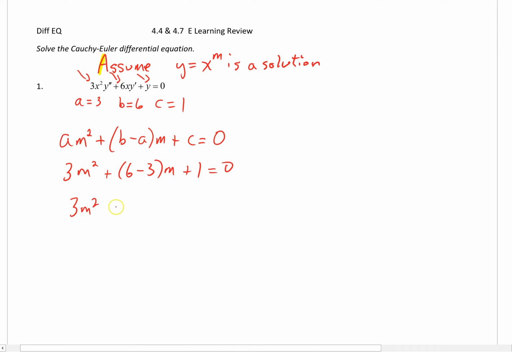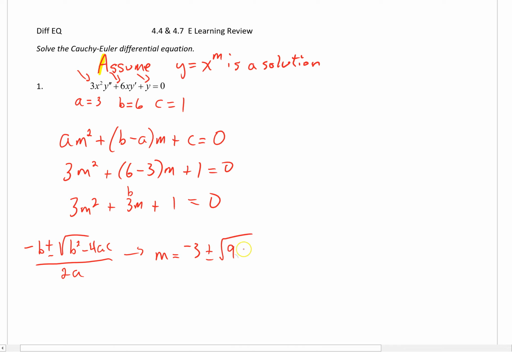So you'd have 3m squared plus 3m plus 1 is equal to 0. And right now you could use the quadratic formula. The quadratic formula, as you'd solve this quadratic equation, would yield the following. You'd see that m would equal the opposite of b, so that would be opposite of 3. Now we're calling this our b, right? So we'd say plus or minus the square root of b squared, that would be a 9, minus 4 times 3 times 1, all over 2 times 3, which is a 6.